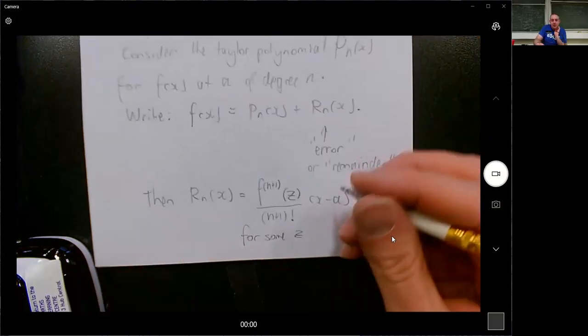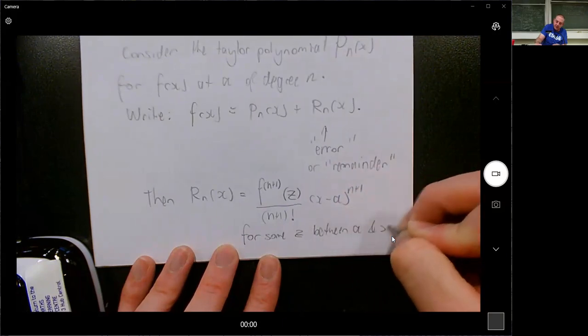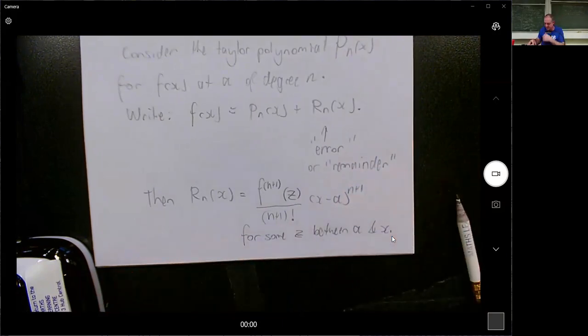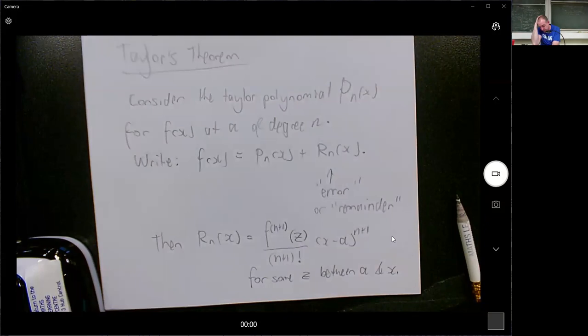Okay, for some z between a and x. So what it's saying is, so this is Taylor's theorem. Some people call it Taylor and Lagrange's theorem. And it doesn't tell you exactly what the remainder is. It says that it's possible to find the remainder if you could pick the correct value of z. And that value of z is different for every x.